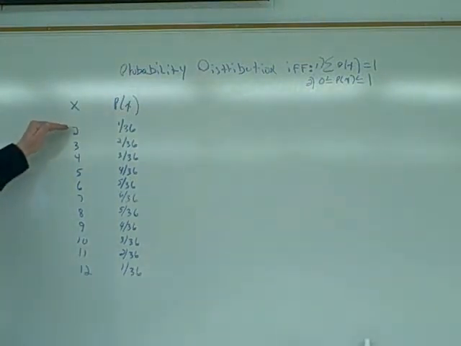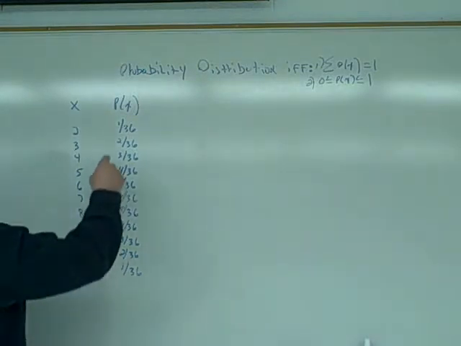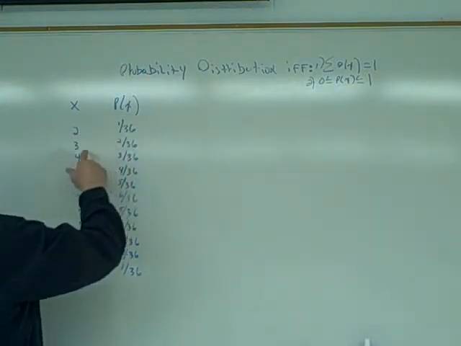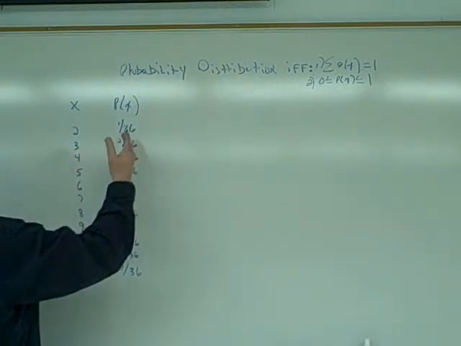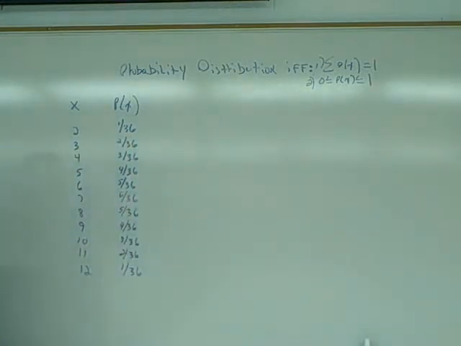So if we take the distribution of rolling 2 dice and adding up the sum, we know that the possible sums are 2, 3, 4, 5, 6, 7, 8, 9, 10, 11, 12. And the probabilities of those, as we looked at in our chart earlier: probability of 2 is 1 out of 36, probability of 3 is 2 out of 36, and so on all the way down.